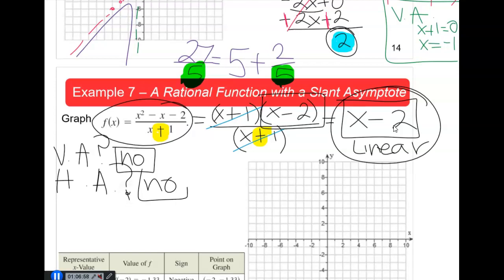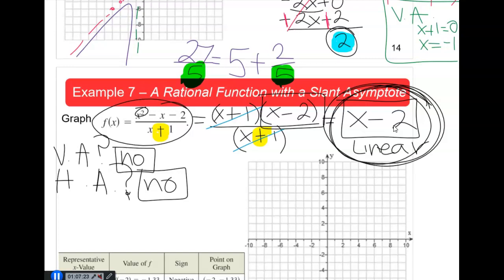No. Why? Because, first of all, it's top heavy. The degree is 2, but also because we reduced it to that. Are we going to have a slant asymptote? No, because we reduced it like that. So then what happens is we're just going to graph a plain line.